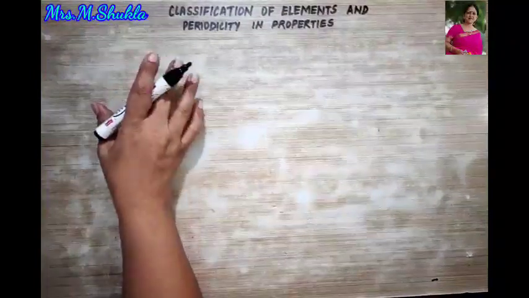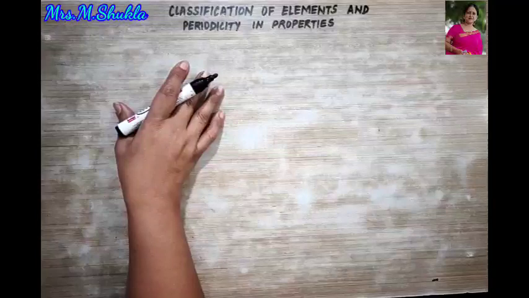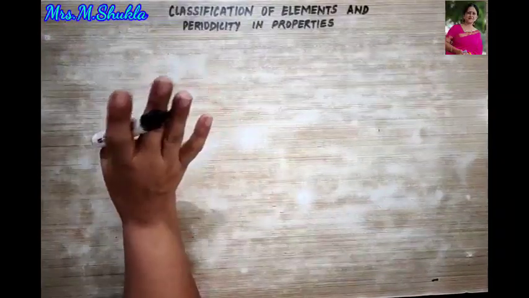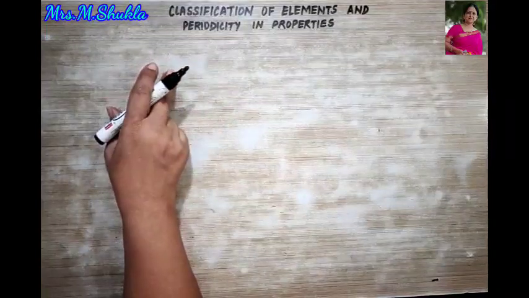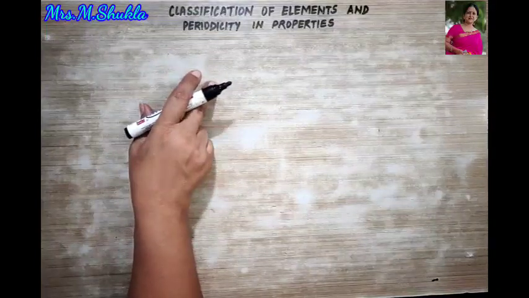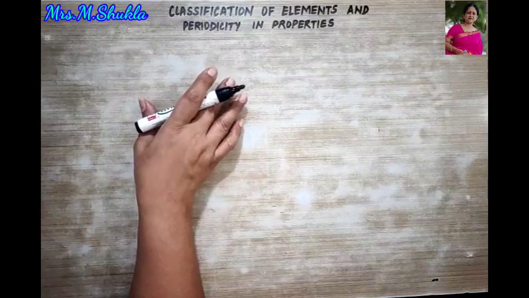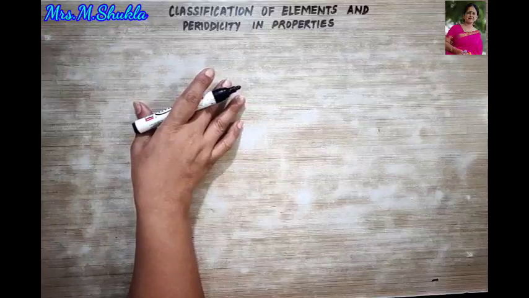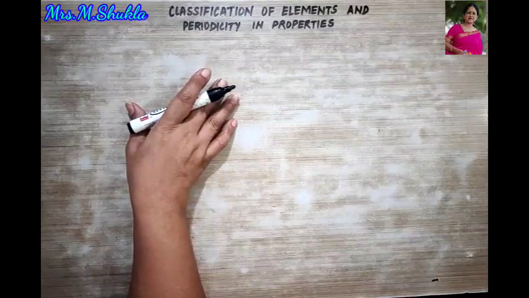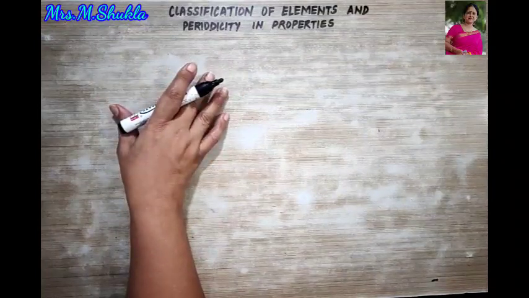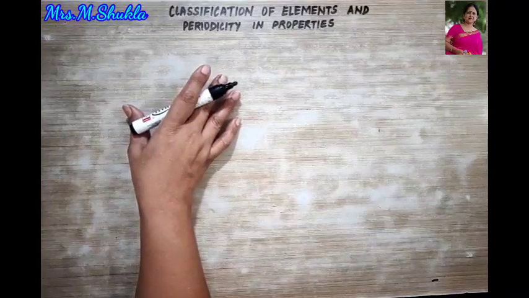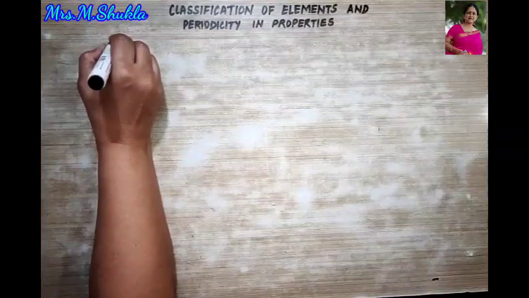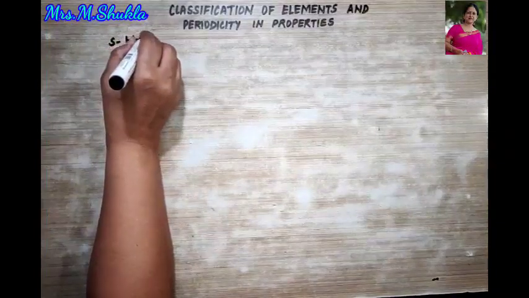So yesterday we studied that the long form of the periodic table can be further divided into 4 blocks. And what are those blocks? S block, P block, D block and F block. And what is the basis of it? On the basis of electronic configuration of the elements. Okay. So today we are going to study the characteristics of these block elements. To begin with, we are going to talk about S block elements first.